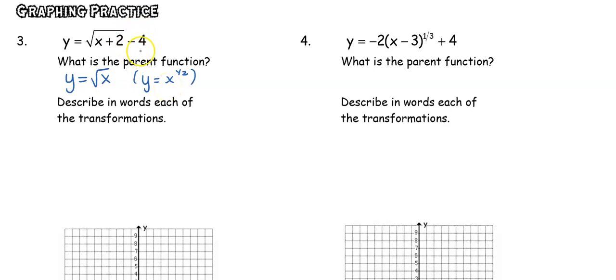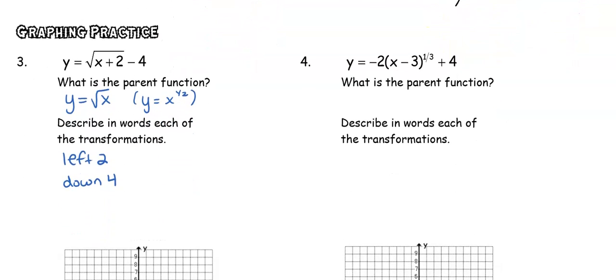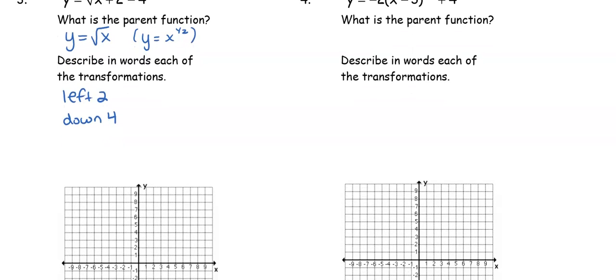So the transformations, we always start on the inside. Anything inside is the horizontal, so the +2 is telling me that I'm going left 2. The -4 tells me that I'm going down 4. So that square root graph that we saw above, right here in yellow, I'm taking that graph and I'm going left 2, down 4. So my graph's going to end up over here somewhere. And what are those points? Don't worry, we can go to our calculators for it.